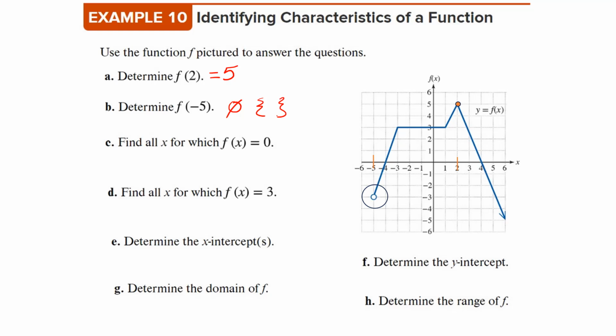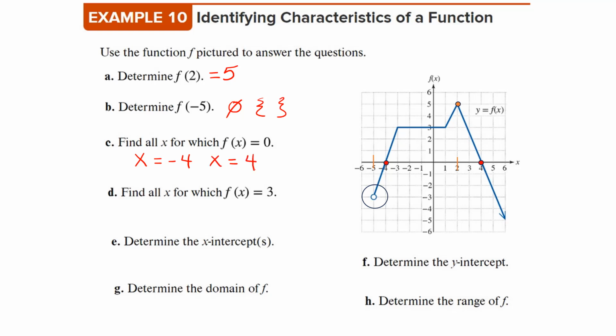So find all x for which f of x is 0. So basically, when is the function's value 0? When is y 0? And that is when we're crossing the x-axis, which is when x equals negative 4 and 4. So find all x for which f of x is equal to 0. That would be x equals negative 4 and x equals 4.